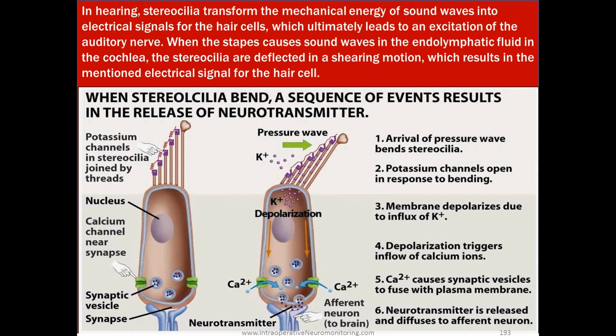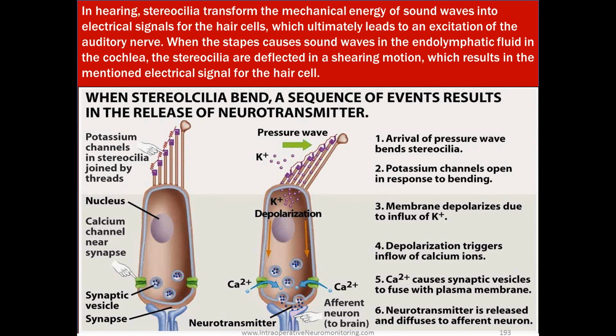In hearing, the stereocilia transform the mechanical energy of sound waves into electrical signals for the hair cells, which ultimately leads to the excitation of the auditory nerve. When the stapes causes sound waves in the endolymphatic fluid in the cochlea, the stereocilia are deflected in a shearing motion, which results in the mentioned electrical signal of the hair cells. So here we have an arrival of a pressure wave bending the stereocilia coming this way. Potassium channels open in response to this bending and cause a depolarization down the cell here. This depolarization causes an inflow of calcium, and this calcium causes synaptic vesicles to fuse with plasma membranes.